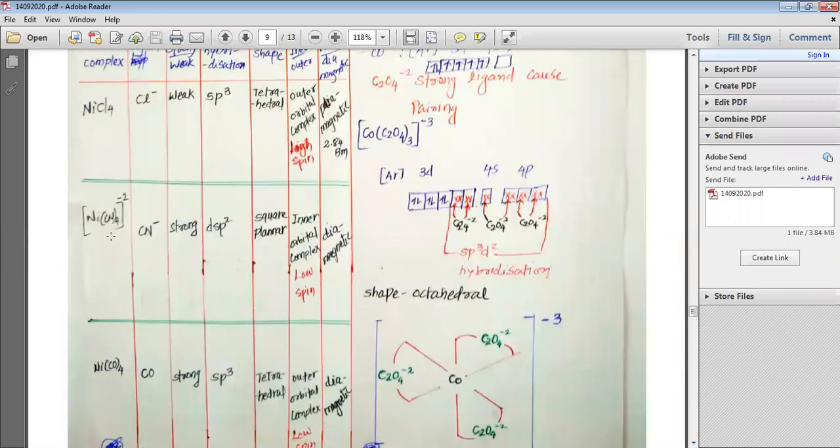When we studied Ni(CN)4 minus 2, where the ligand is CN minus, which is a strong ligand, the hybridization is dsp2, and it is square planar in shape.